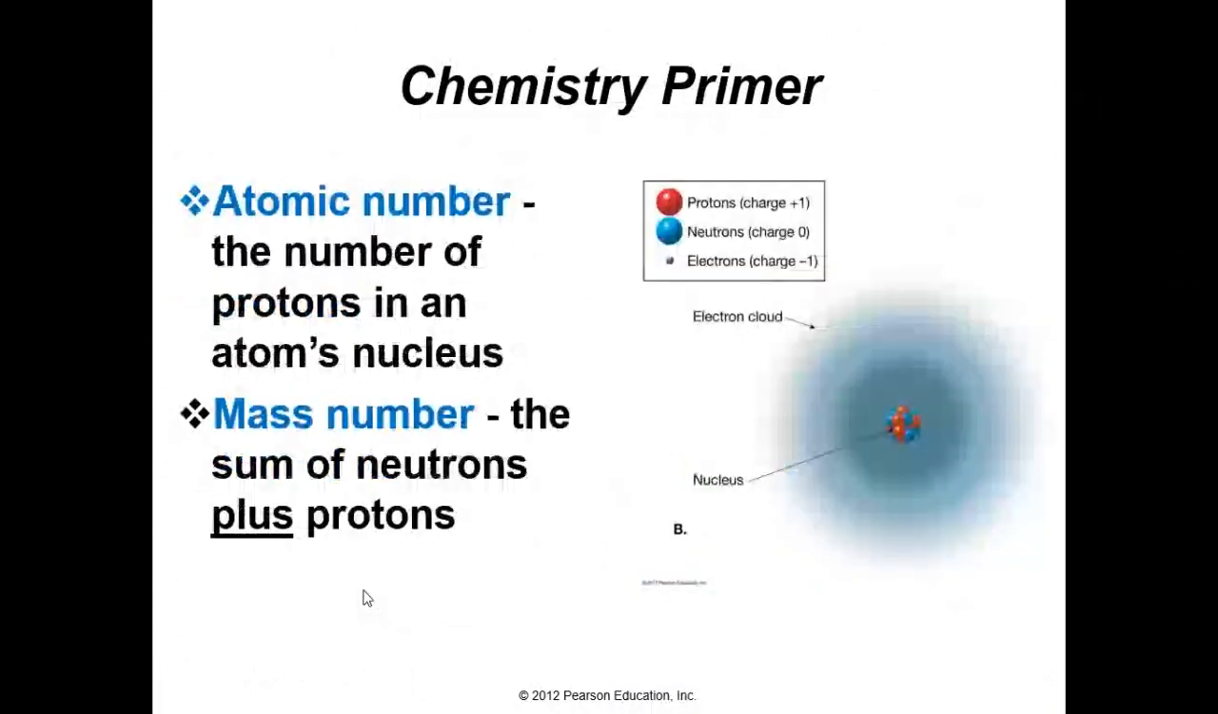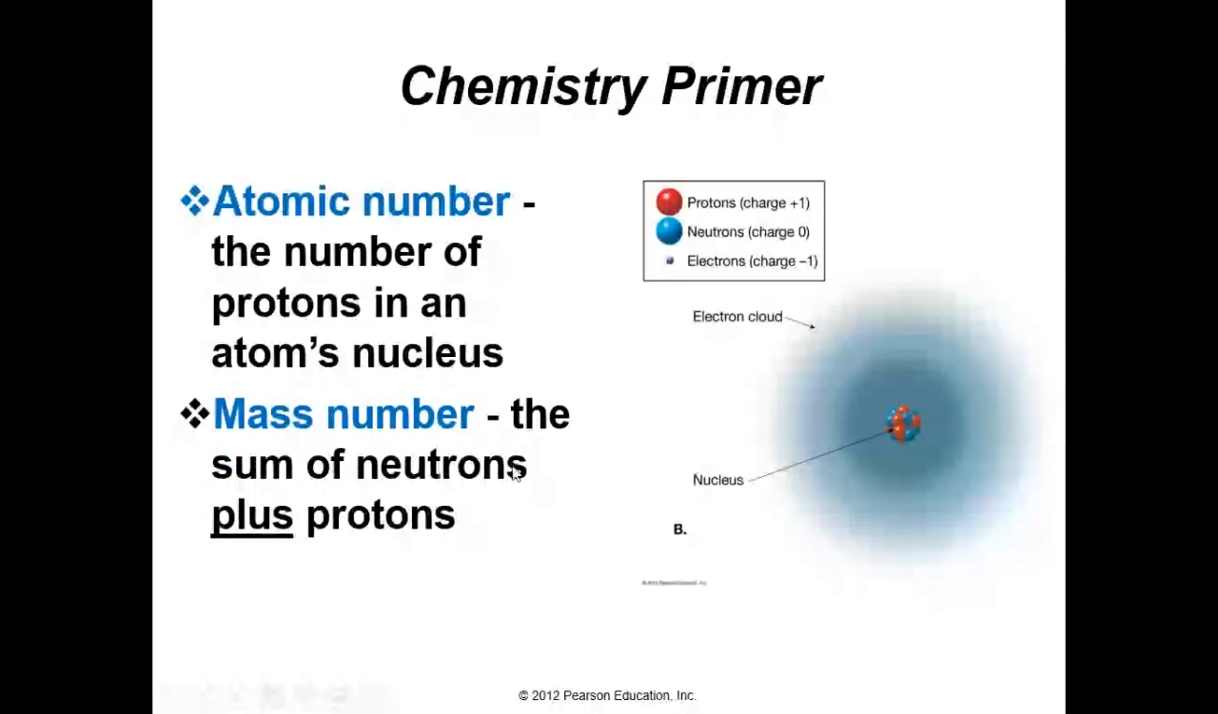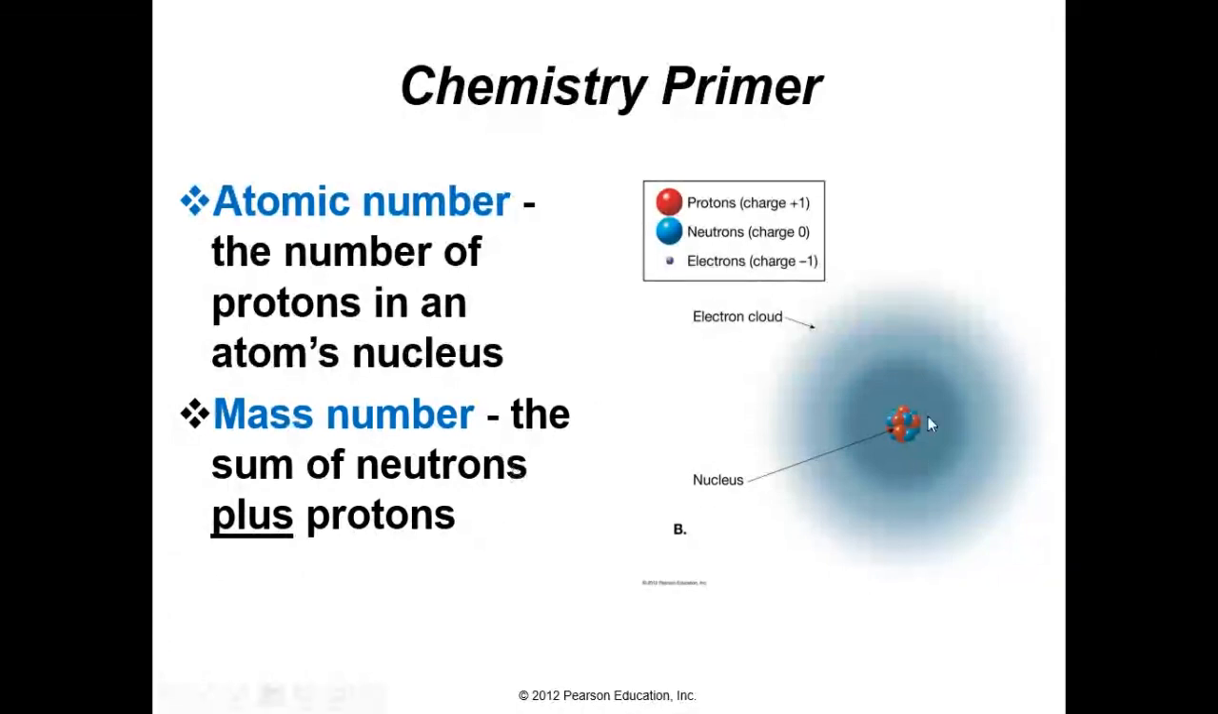All right, so the atomic number is the number of protons in the atom's nucleus. The mass number is when you add the number of neutrons plus the protons. So basically, you take all these circles found in the nucleus, you add them all together, that's the mass number. The atomic number is just the number of protons, which is the red ones.